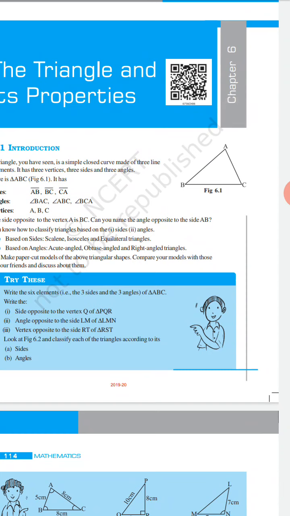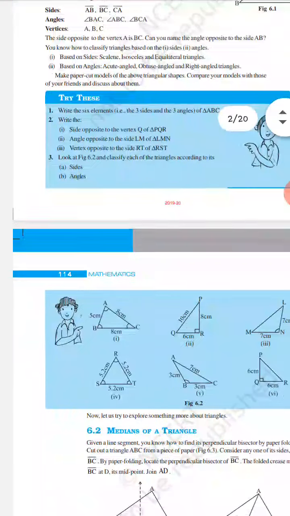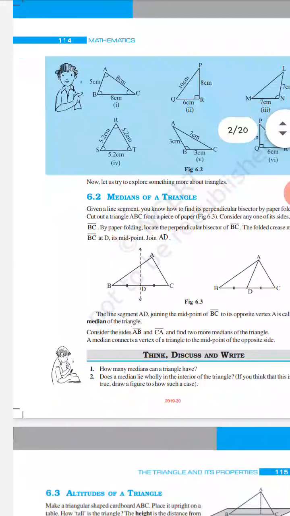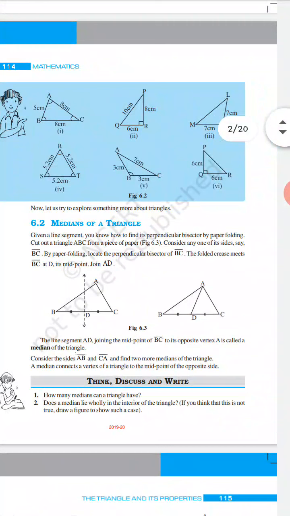So ABC is a triangle in which the three sides are AB, BC, CA, and the three angles are angle A, angle B, and angle C. First of all, you have to see that a triangle has six parts, three sides and three angles. You have to remember that a triangle has six parts, three sides and three angles.